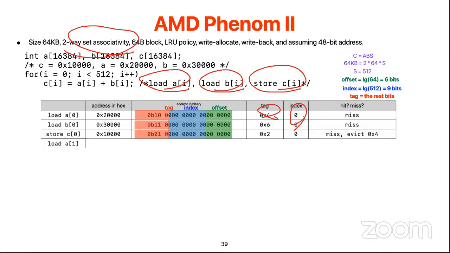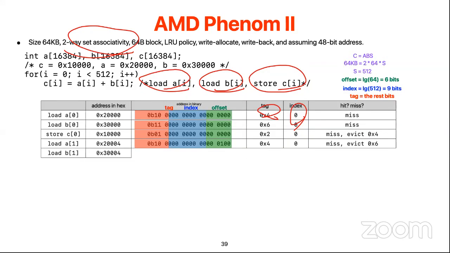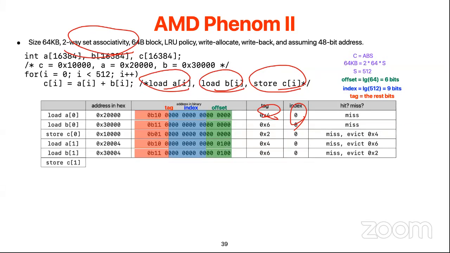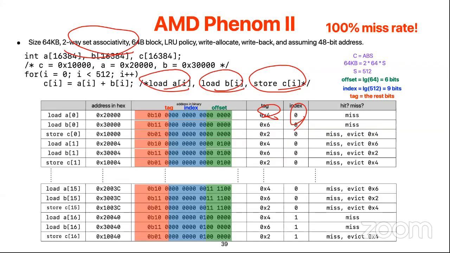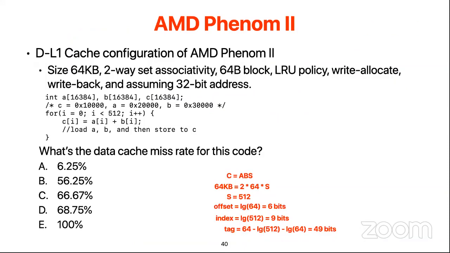So right now we are accessing A1. Its address is this. Partition the address. The tag is 0x4. The index is 0. And because we just kicked that block out, it's going to be a miss. And if you keep iterating, you'll find out every time we are evicting the block that we are going to access next. So 100% of the time, you will not be able to find your stuff in the cache if your processor is like this.